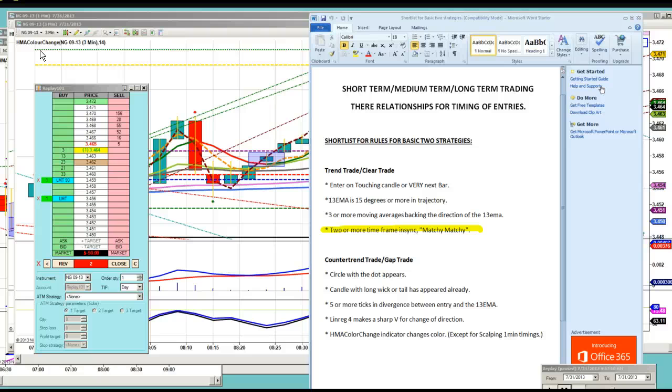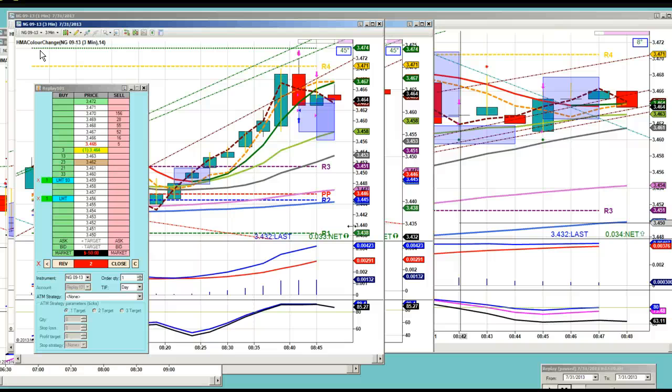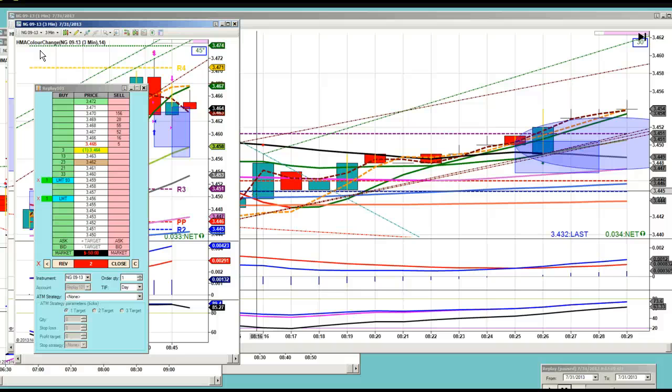So, I ask you, if we were just looking at this criteria, do we have 2 or more time frames in sync? The answer is no. Why? Because the 3 minute is south of the HMA, and over here, when we did our little sexy trend trade where we made our $200, what was the 3 minute position at that particular trade? Well, the candles were north of the HMA, so they were in sync.